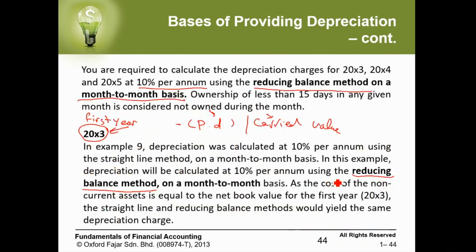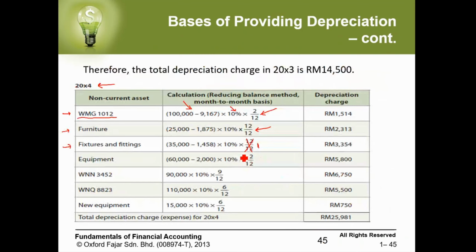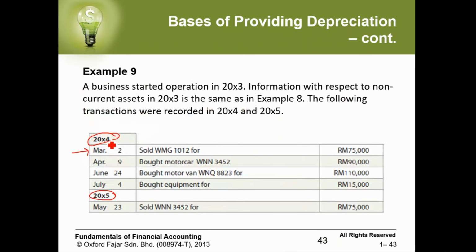The carried value is 60,000 minus 2,000. We use this asset for the full year. Depreciation is 10%. Then we calculate it. Now we come to the assets which we have bought in 2014.